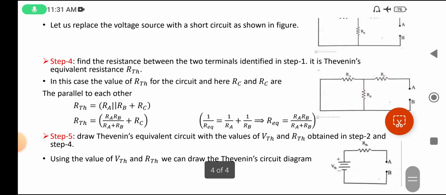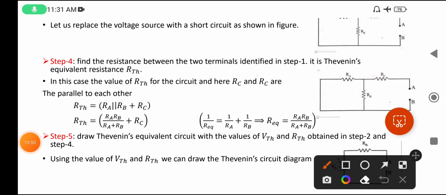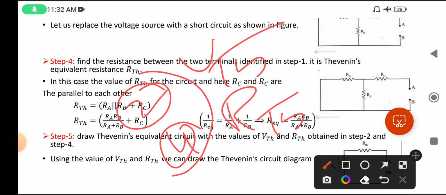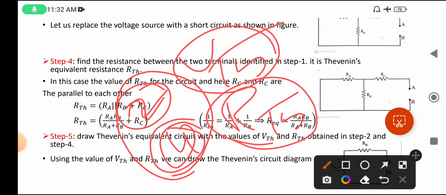Next, last step. Draw the Thevenin equivalent circuit with the values V Thevenin and R Thevenin obtained in step 2 and step 4. Here you must keep only two things in mind. The second step is used to calculate V Thevenin. The fourth step is used to calculate R Thevenin. So you must keep in mind these two factors.